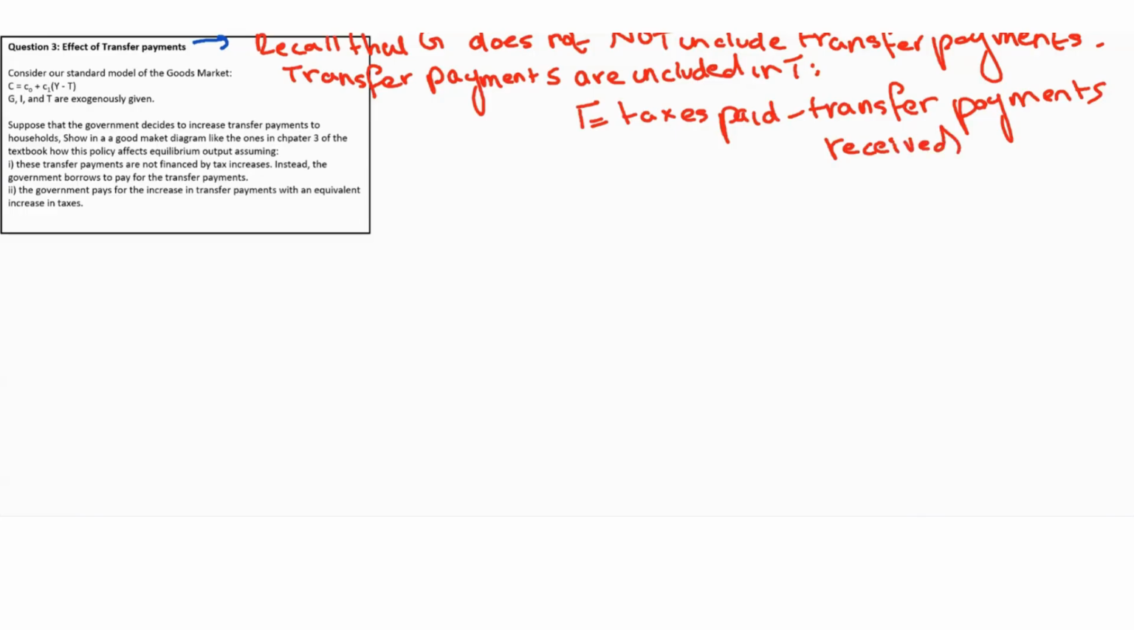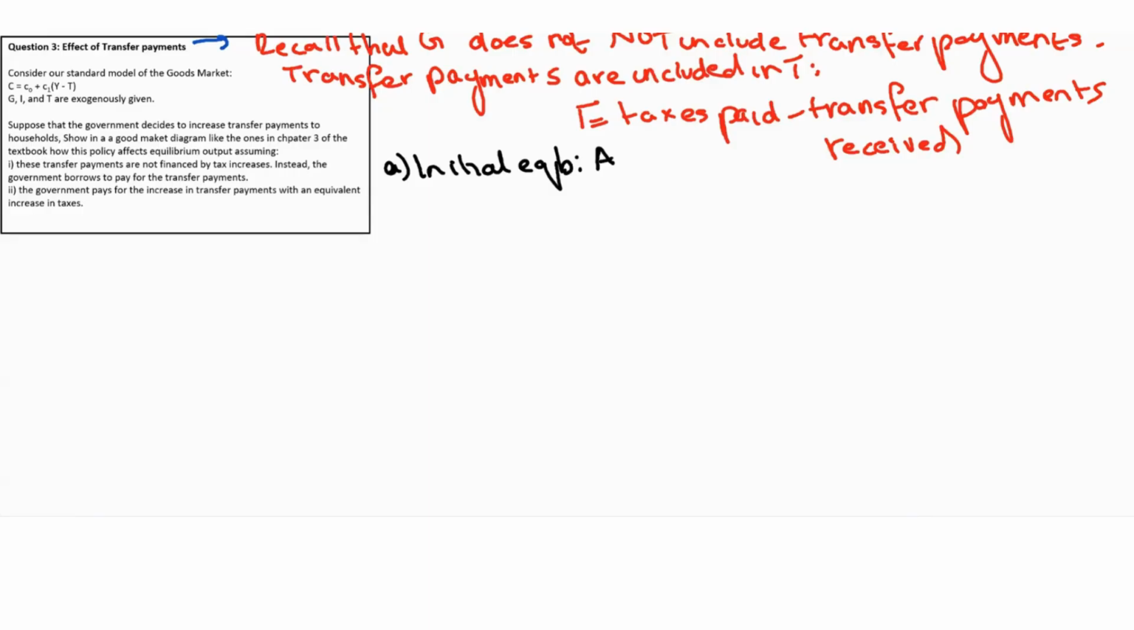Now that we have this out of the way, we can move on to the question. The first part says that the transfer payments are not financed by tax increases. The government borrows to pay for transfer payments. Let's look at the first part. Let's assume that we have an initial equilibrium at point A. So we'll draw the figure.